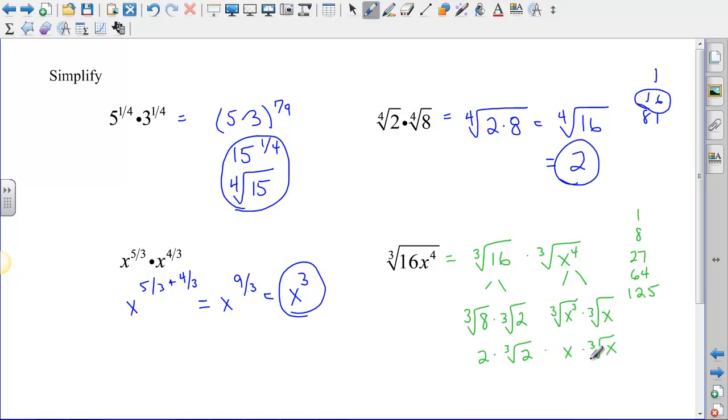Now, since this is all multiplication, what I'm going to do is take the two things outside the radical, 2x, and keep them outside the radical. And I'm going to take the two things inside the radical and put those together underneath the radical, and I'm going to have the cube root of 2x. So this is my final simplified answer, 2x times the cube root of 2x. And I'll probably have to do a couple more examples of these a little bit later, but we're going to move on and do one last thing.